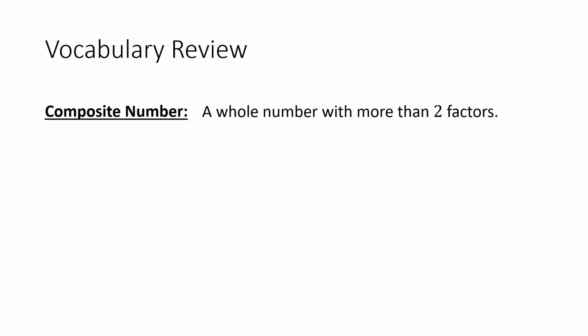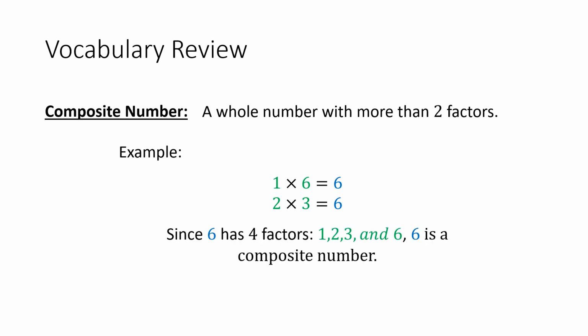Composite number. It's a whole number with more than 2 factors. For example, 1 times 6 is 6, and 2 times 3 is 6. So 6 has 4 factors: 1, 2, 3, and 6. Therefore, 6 is a composite number. So a number is either prime or it's composite.